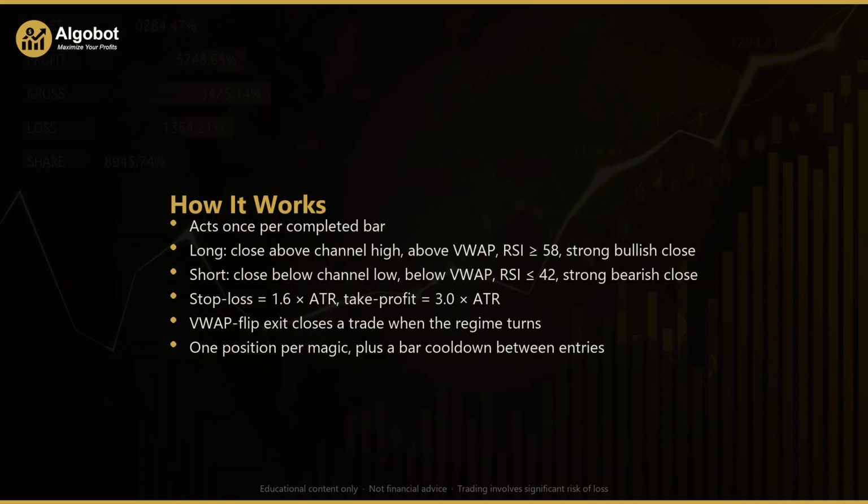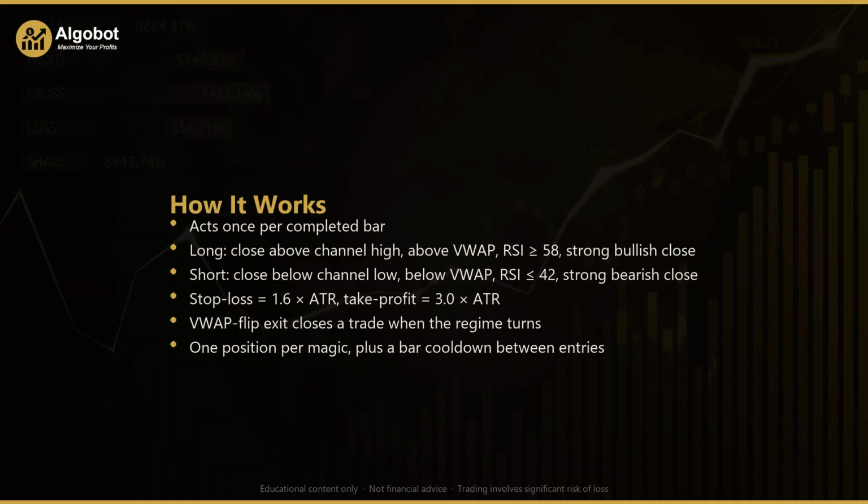Once a position is open, trade management takes over. The stop loss is placed at a distance of the average true range multiplied by 1.6, and the take profit at the average true range multiplied by 3. Because the take profit distance is wider than the stop, the structure aims for a reward that is larger than the amount risked on each trade.